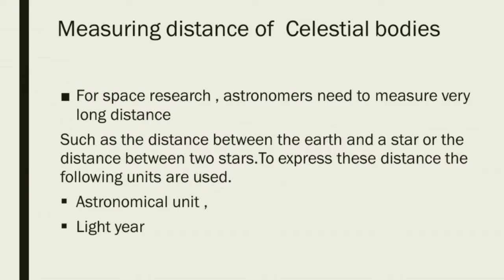Measuring distance of celestial bodies. Normally, we use centimeter, meter and kilometer to express the distance that we measure in our daily life. But for space research, astronomers need to measure very long distances, such as the distance between the Earth and a star or the distance between two stars. To express this distance, the following units are used. What are they? They are astronomical unit and light year.